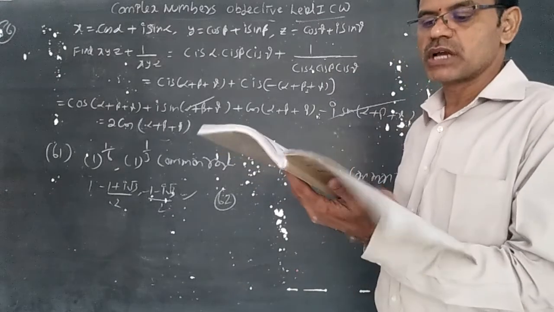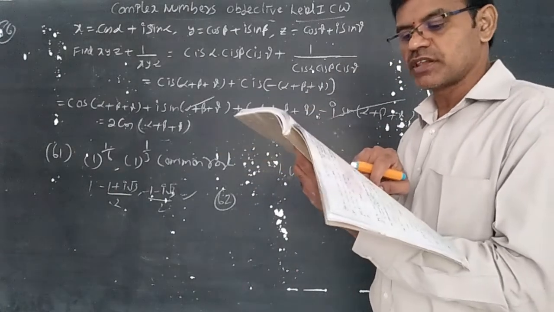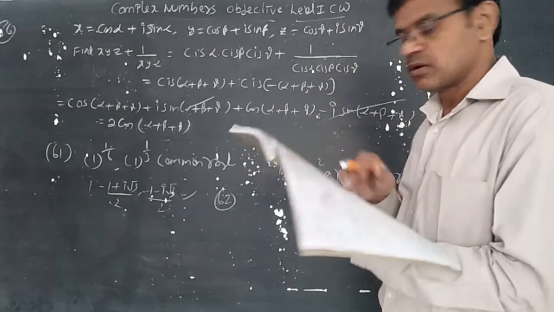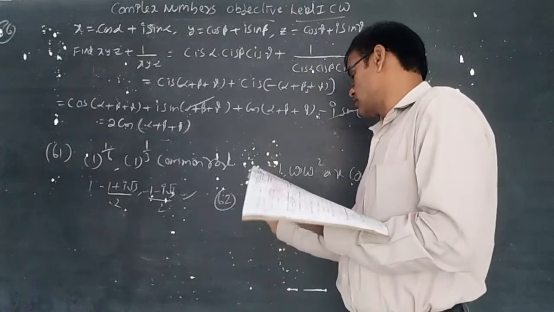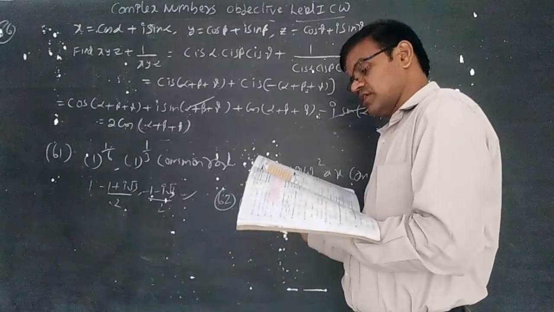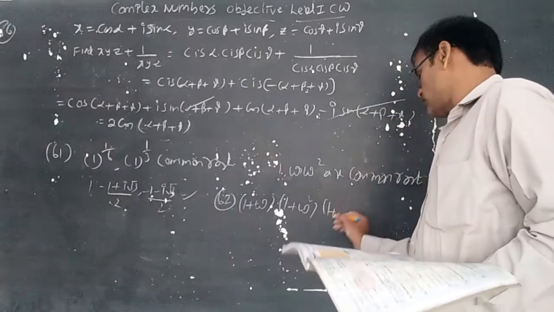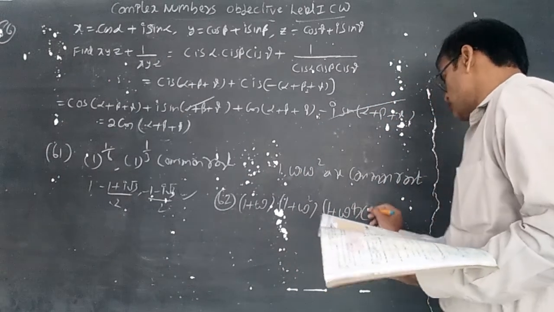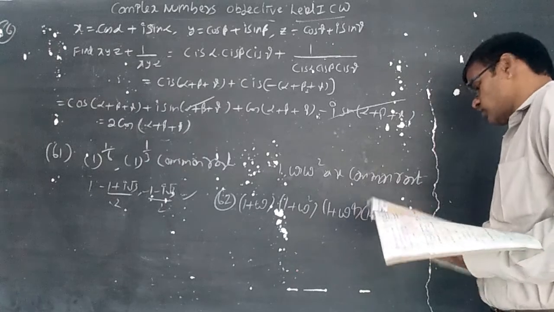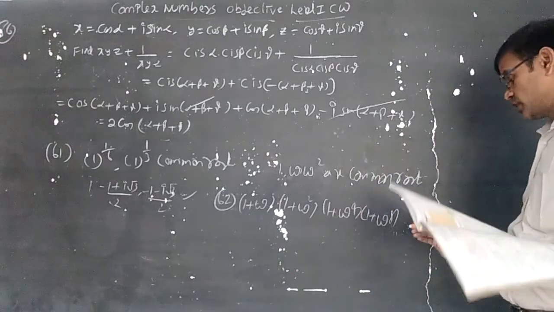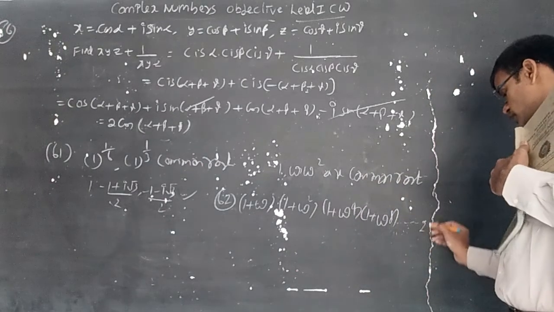62. Omega is a complex cube root of unity, then find the value of 1 plus omega into 1 plus omega square into 1 plus omega power 4 into 1 plus omega power 8 into and so on until 2n terms. Therefore, 2n terms.